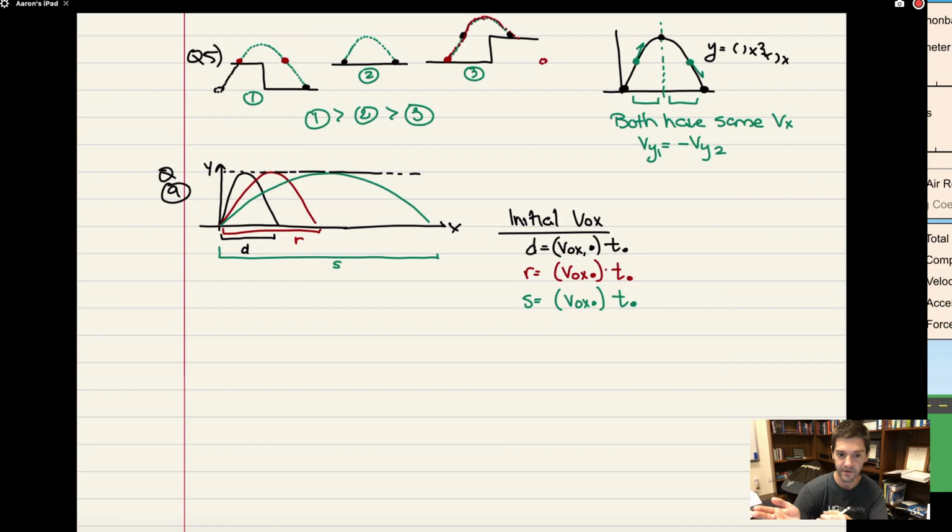But we don't know how these times compare. Are they the same? Are they different? And we want to say something about the velocities. Though we do have a relationship for d, r, and s. We know d is less than r is less than s. So we could say something about the times. That inequality might allow us to say something about the initial velocities.